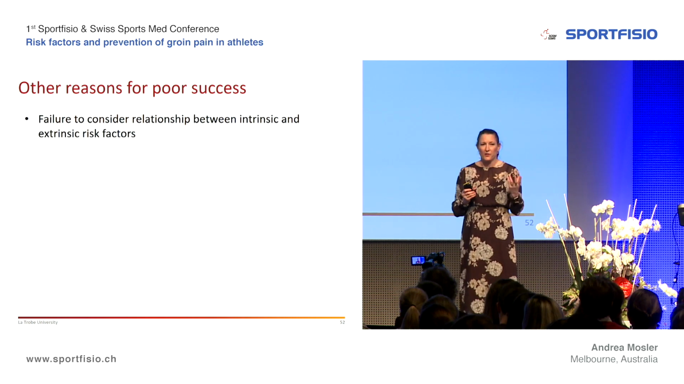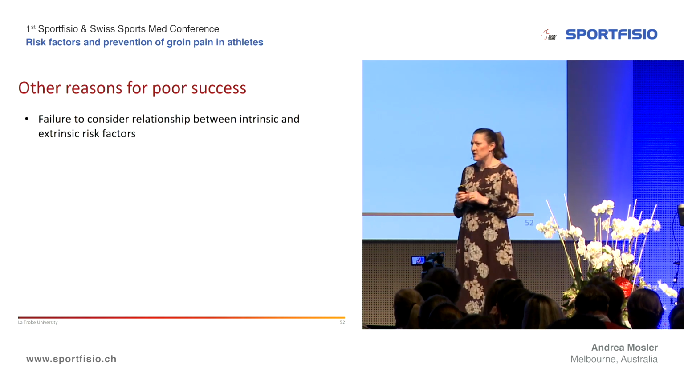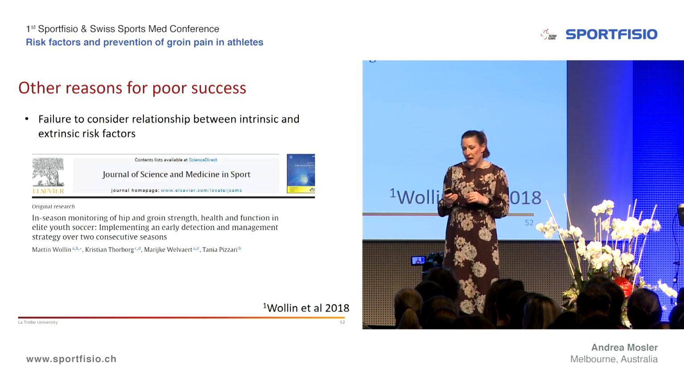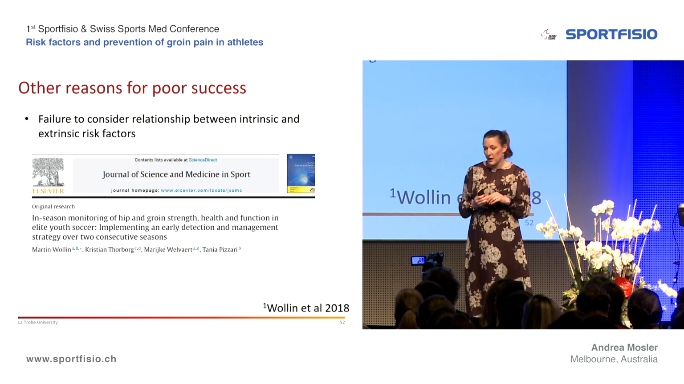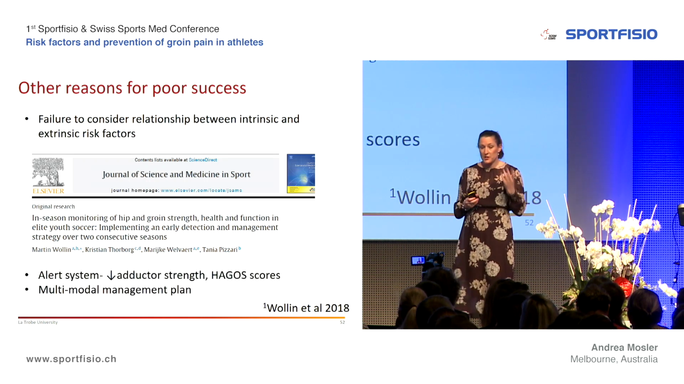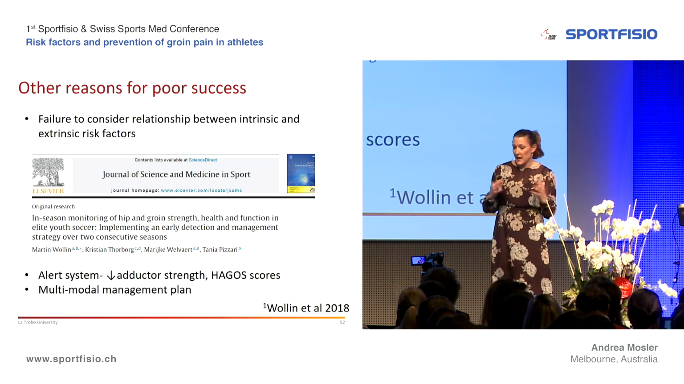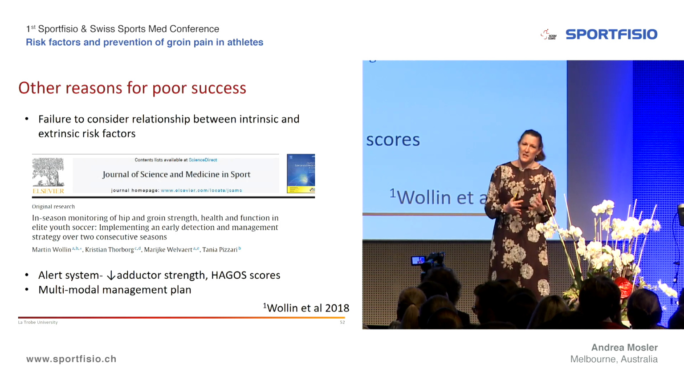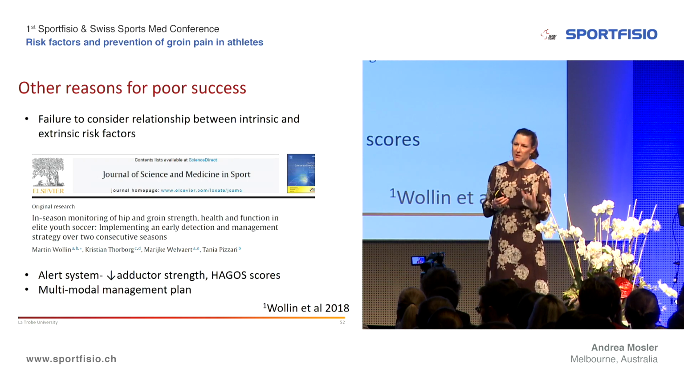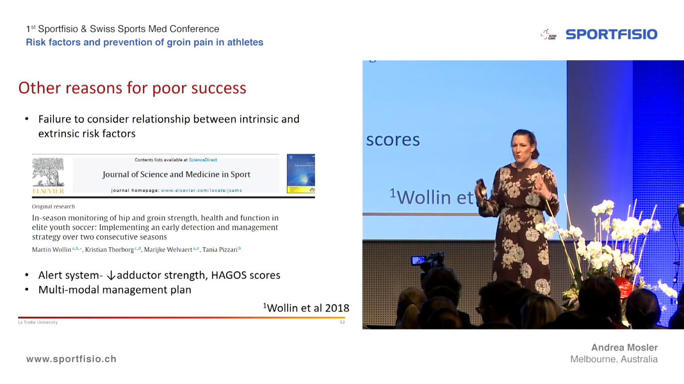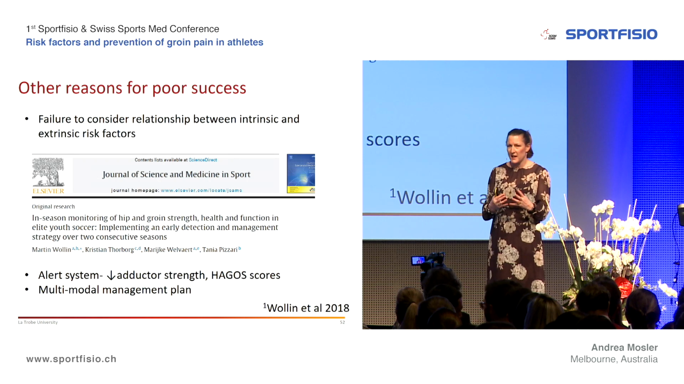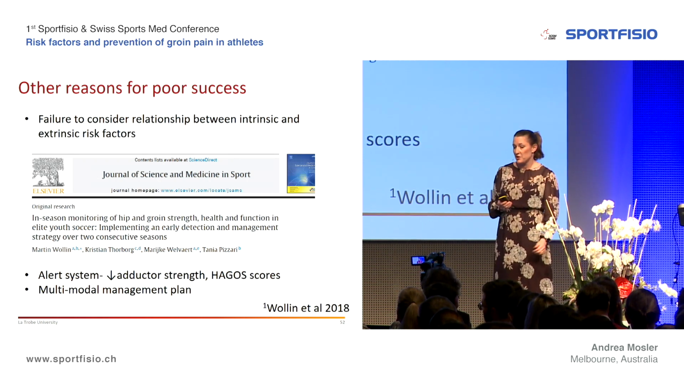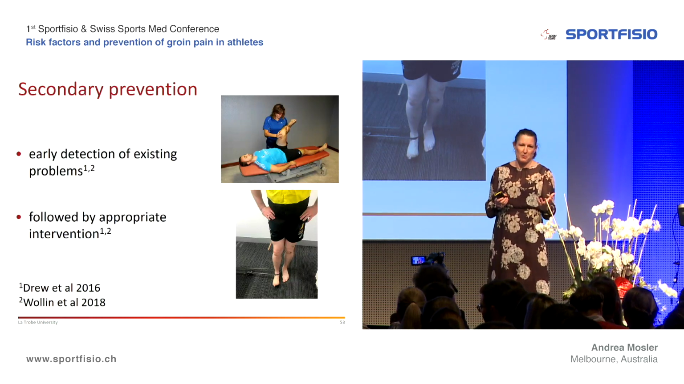There may be other reasons. Perhaps we haven't considered the relationship between the intrinsic and extrinsic risk factors well enough. And I think this is what Martin's really done well, is he's looked at an alert system for when adduction strength and Haigos scores are looking like they're getting into trouble, and then implementing a multimodal management plan on the spot. And as Christian mentioned, if you're working closely with a team like that and in the team environment, it's quite easy to implement this kind of prevention measure. And it's basically a secondary prevention measure.